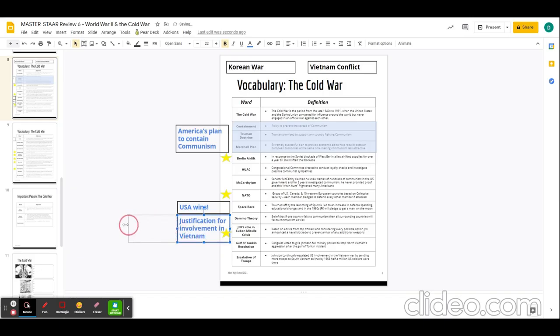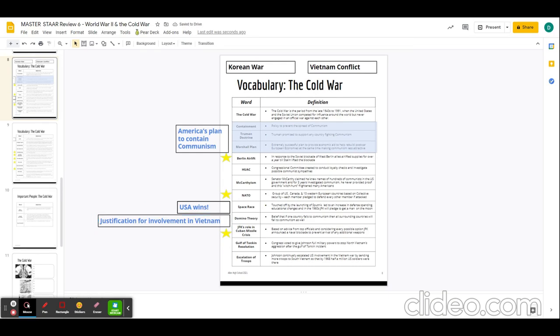Why we felt like it was so critical to saving Vietnam from communism, because if Vietnam fell, then all of the surrounding countries would as well. All right, another star goes to the Cuban Missile Crisis and JFK's role in it.